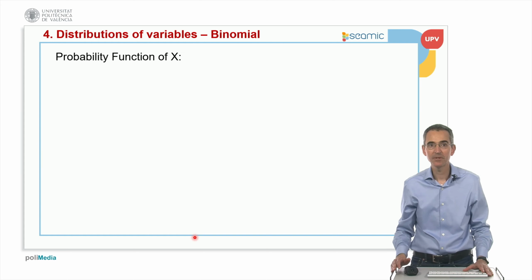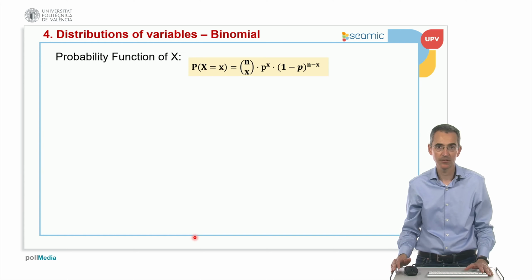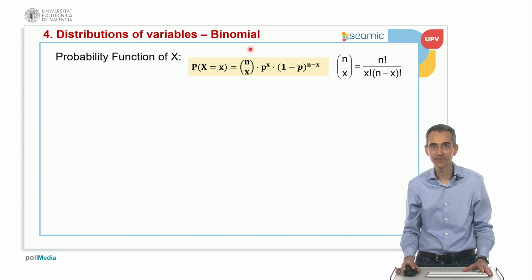Okay, so now what about the probability function of a binomial distribution? This is the formula, which is a bit complex mathematically. It uses a combinatorial number. It's not a fraction, it's not n divided by x. It's a combinatorial number that we call n choose x. This combinatorial number is the same as n factorial divided by x factorial multiplied by n minus x factorial. This is multiplied by p to the power x, multiplied by 1 minus p to the power n minus x.